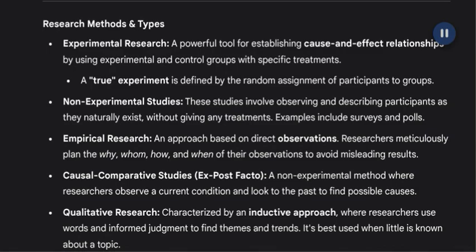Research Methods and Types. Experimental research, a powerful tool for establishing cause and effect relationships by using experimental and control groups with specific treatments. A true experiment is defined by the random assignment of participants to groups. Non-experimental studies. These studies involve observing and describing participants as they naturally exist, without giving any treatments. Examples include surveys and polls.